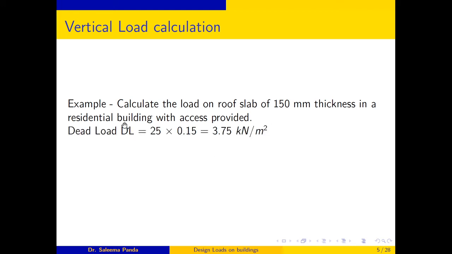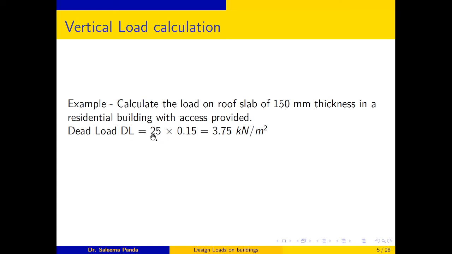Coming to the dead load, DL is a short form because DL is used in the code. So I've written DL is equal to 25. 25 is the unit weight of RCC, reinforced cement concrete. If you're using plain concrete instead of RCC, the unit weight will be 24. These are all written in your IS 875 Part 1, the unit weights of different materials. If you're using brick or wood, the unit weight will change. So this value may change.